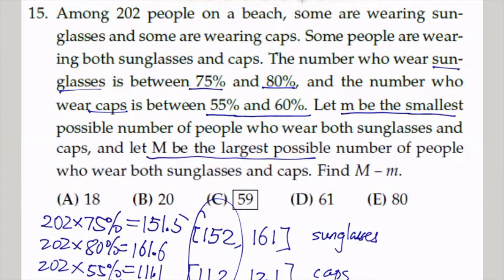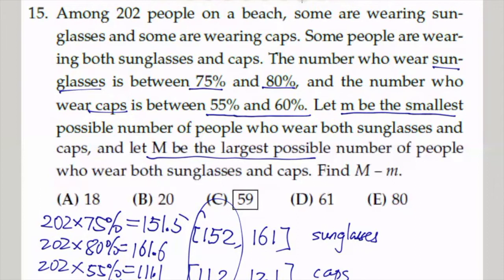And from problems in previous weeks, you already understand that the smallest possible number with both is 152 plus 112 minus 202. This is the smallest overlap between these two if you draw a Venn diagram. I'm assuming that you already know how to do that, so I'm skipping. This is 62, which is little m, the smallest possible number with both.